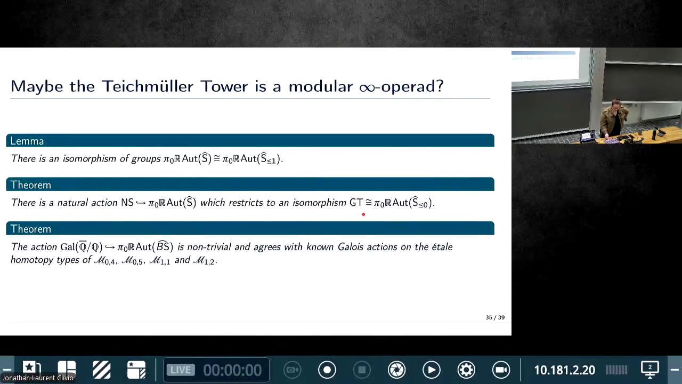So NS is a subgroup of GT. We don't actually know that it's a proper subgroup. It's possible that this new relation that happens on the once-punctured torus could degenerate, right? Because the mapping class group of the once-punctured torus is isomorphic to the braid group on three strands. So these automorphism groups might actually be the same. But that's a very, very hard question to answer.